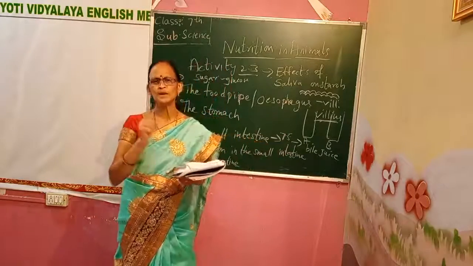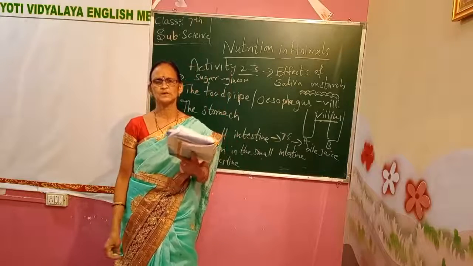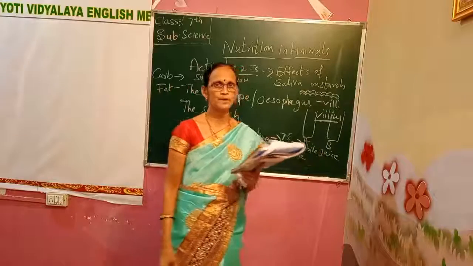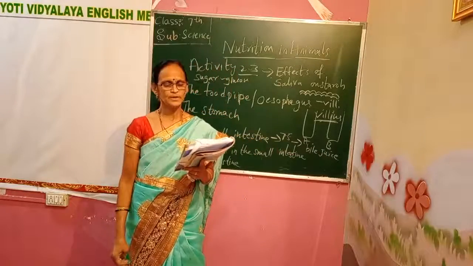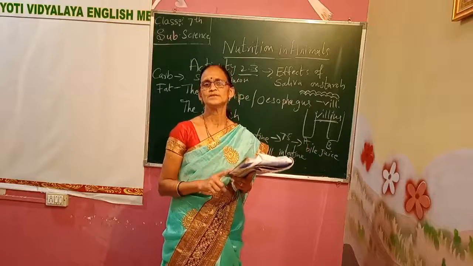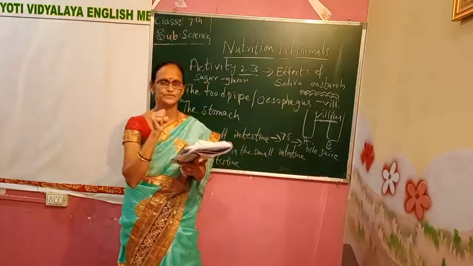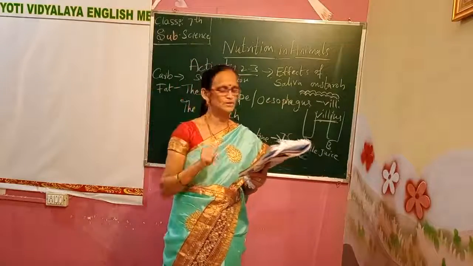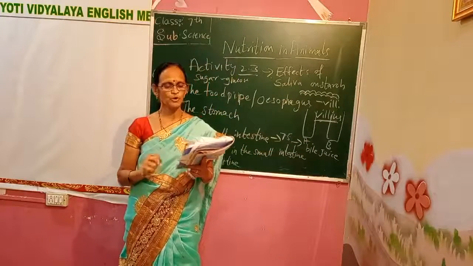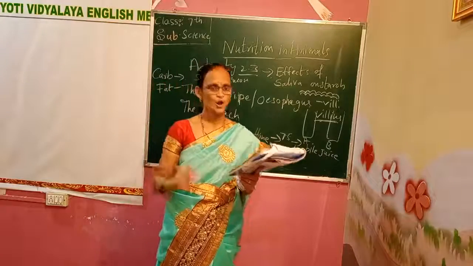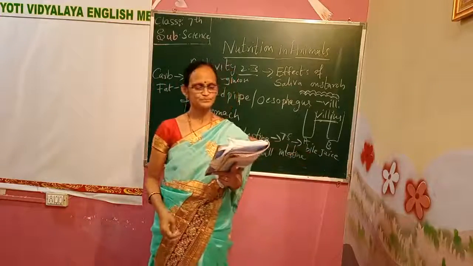It is shorter than the small intestine, only about 1.5 meters long. Its function is to absorb water. What is this large intestine doing? It is absorbing the water. It is absorbing the salts and removing all the undigested food out. It is throwing it out with the help of water.